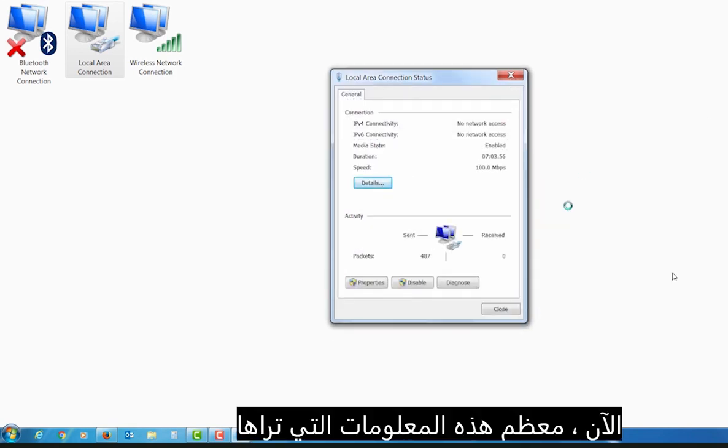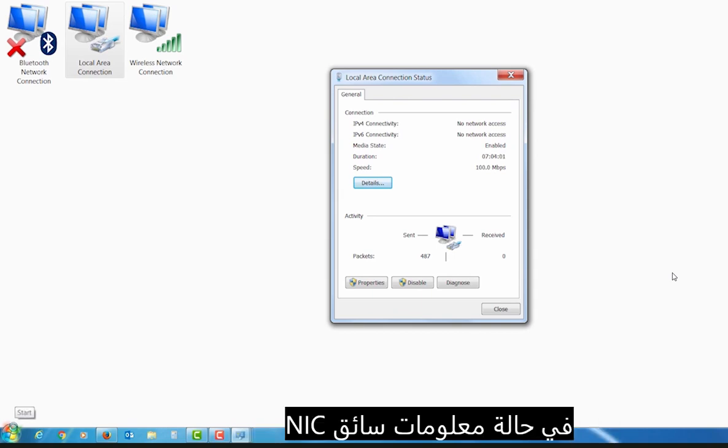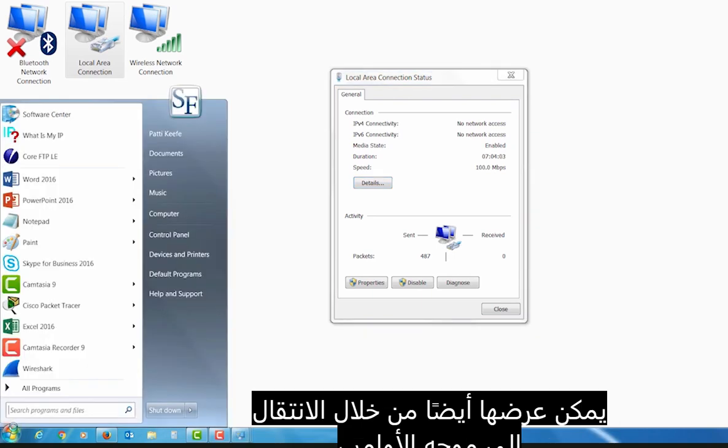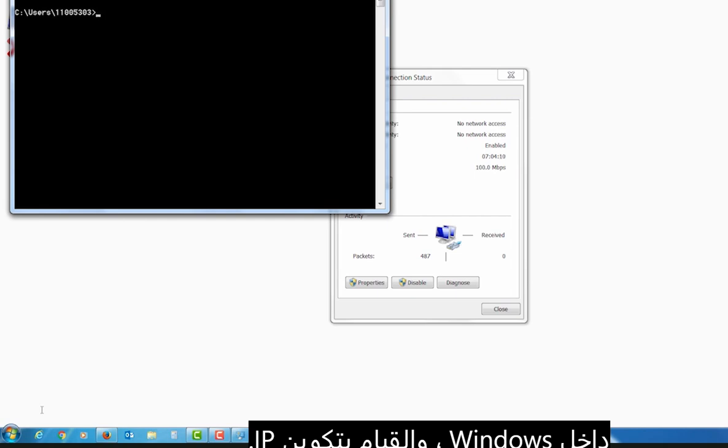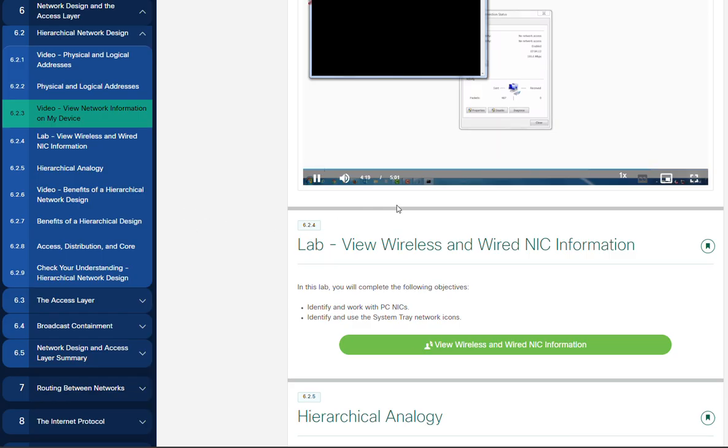Now, most of this information that you see in the NIC driver information status can also be viewed by going to the command prompt within Windows and doing an ipconfig.